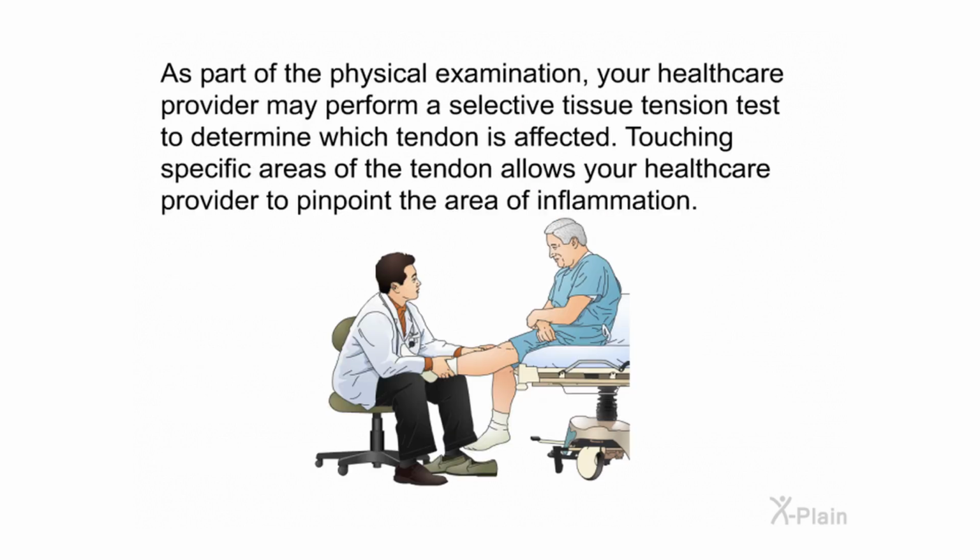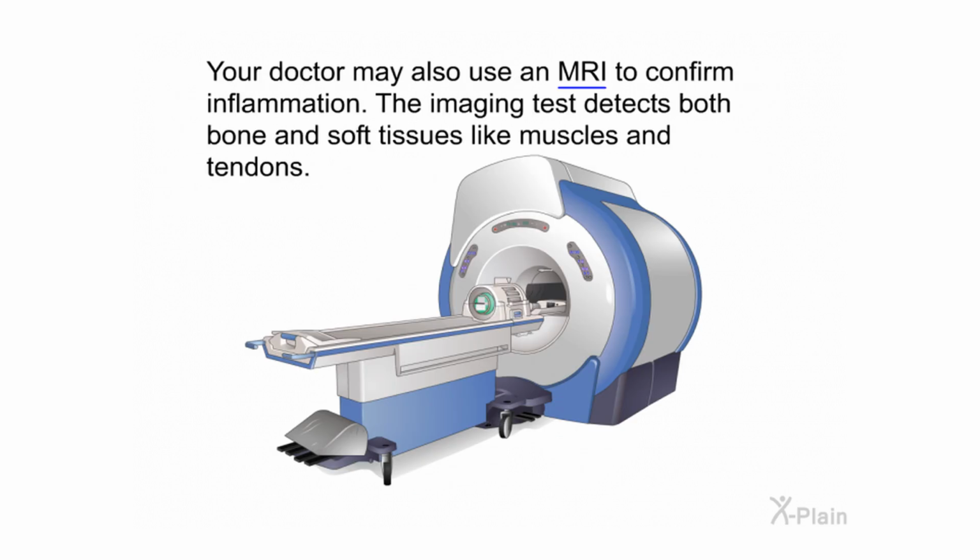As part of the physical examination, your healthcare provider may perform a selective tissue tension test to determine which tendon is affected. Touching specific areas of the tendon allows your healthcare provider to pinpoint the area of inflammation. Your doctor may also use an MRI to confirm inflammation. The imaging test detects both bone and soft tissues like muscles and tendons.